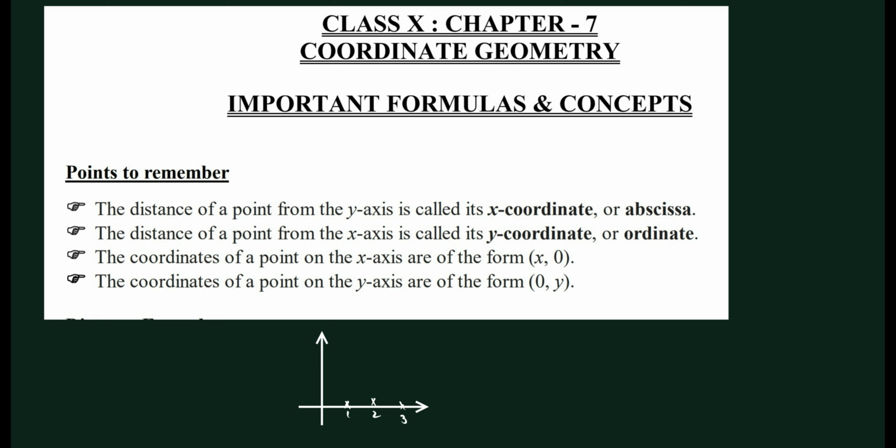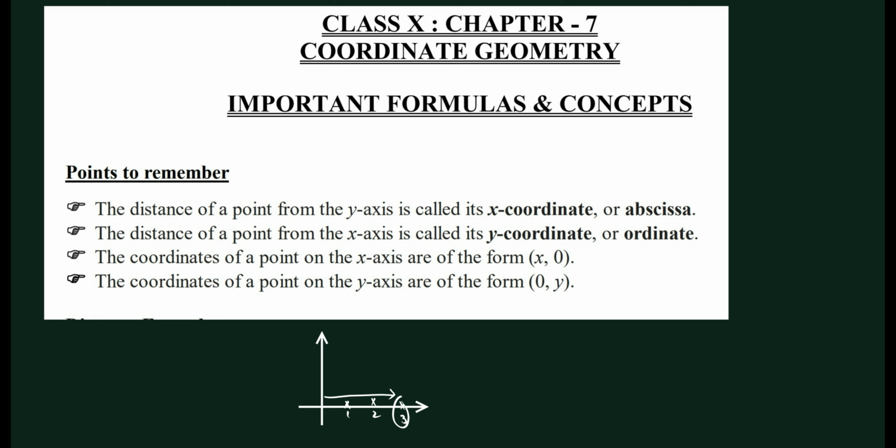So this is 3 units, which is the distance of 3 units from the y-axis. The point located on the x-axis at a distance of 3 units from the y-axis is called the abscissa or x-coordinate. Okay.